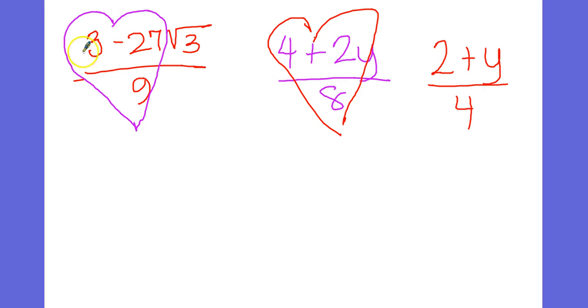So what's our GCF? Let's reduce them all by 3. That would be 1 minus 9 square roots of 3 over 3. Be really careful not to try to reduce the square root of 3, because if you plug it in the calculator, it's 1 point something forever. You can't divide it by 3. Do the next one.